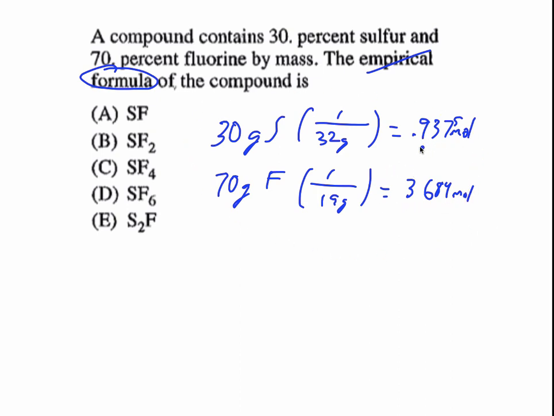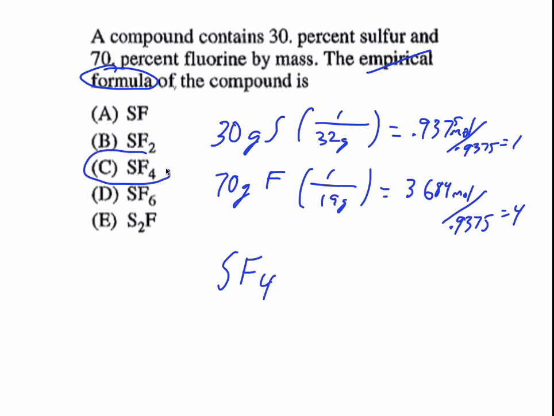Okay. Divide by small. So I'm going to divide this by 0.9375, and that's going to be 1. And I'm going to divide this by 0.9375, and that's going to be 4. So my formula is S1 or SF4, and the answer is C.